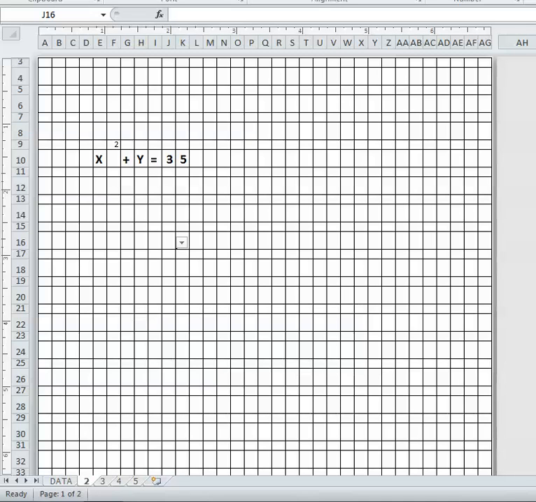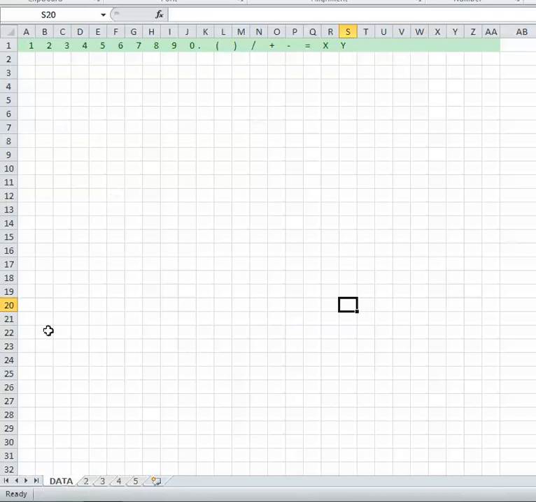This is the Excel math support page for algebra equations with exponents. And I have a problem right up in front there, and we're going to solve that. First, I want to show you the data page where our data information comes from in the drop down.